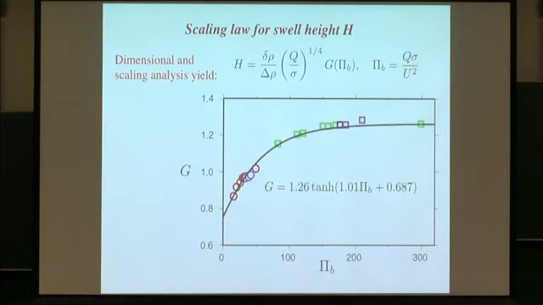Now, in general, in dimensional analysis and scaling analysis, you get arbitrary functions. You can't assume that they're power laws or something simple. According to dimensional analysis, they can be anything whatsoever. And in this case, I just chose a functional form that goes right through those points nicely. It's just for convenience.